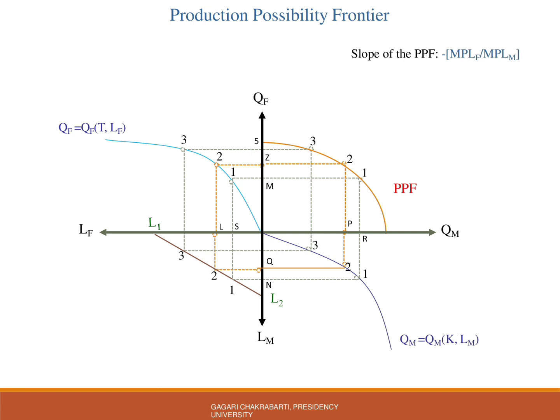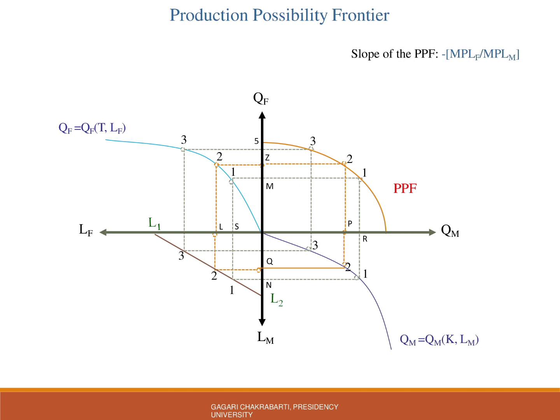So this point 1 will be a point on the PPF, because this gives us the amount of food and the manufacturing product produced in the economy when labor is fully employed. Now let us consider another point which is different from point 1. Suppose this is point 2.